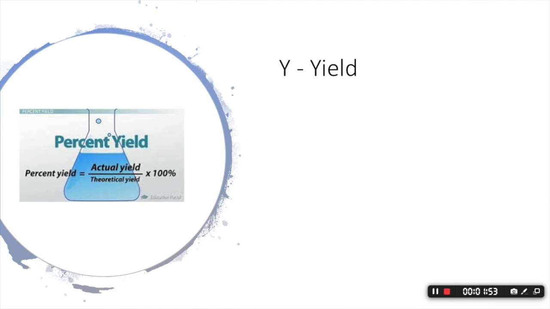Y is for yield. In chemistry, yield is also referred to as the reaction yield. This is the amount of product that is obtained in a chemical reaction. The yield can be measured in either grams or moles. This can then help to find the percent yield in a reaction.